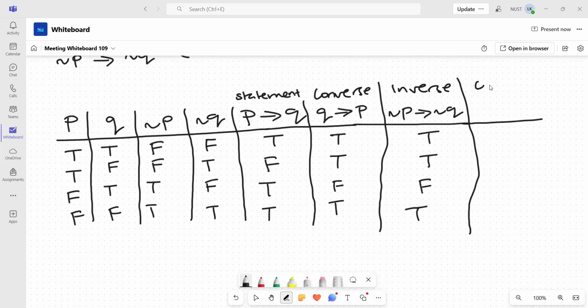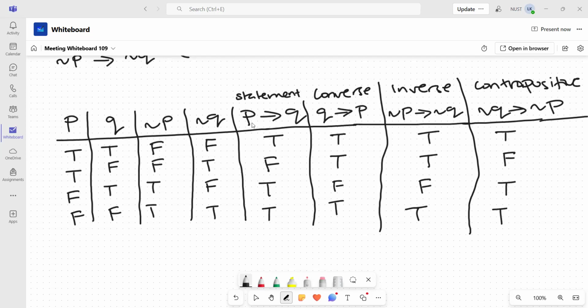And then we look at the contrapositive. The contrapositive says not Q implies not P. If this is false and that is false, this is true because we haven't tested whether the promise is broken or not. If this is true but this is false, this is false because you cannot have a truth leading to a lie. If this is false and here we have a truth, this is true. And if they're both true, this is true.